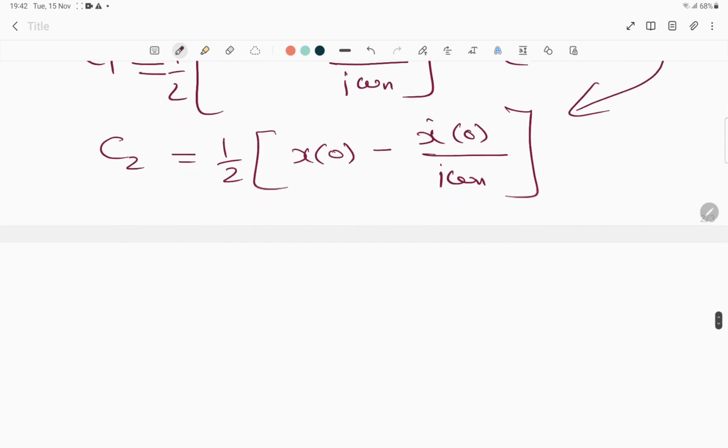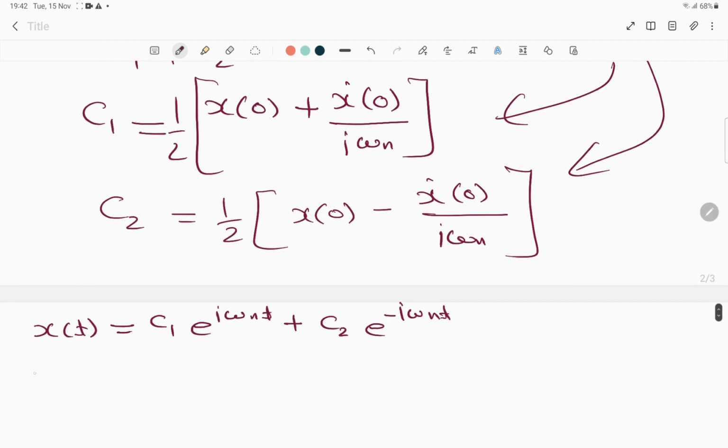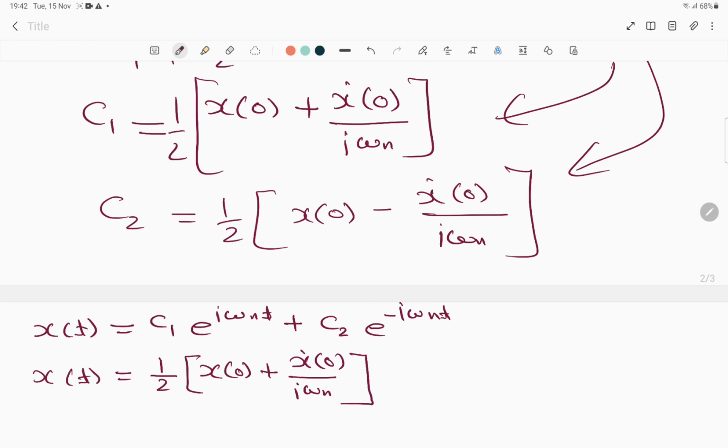Let's rewrite this equation. So over here what I have written earlier, I have written x of t is nothing but c1 e power i omega nt plus c2 e power minus i omega nt, and c1 and c2 is this. Let's do it. So now x of t will be half, and then x of 0, and then x dot 0 divided by i omega, and that is nothing but I have put the value of c1. I have not changed anything yet.